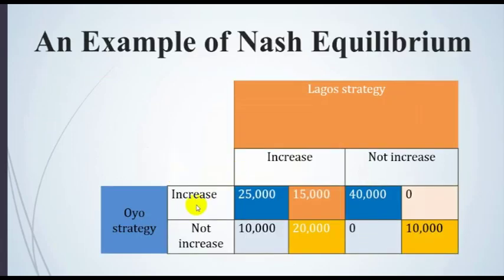Lagos strategy. Oyo strategy. Lagos strategy: increase 25,000, 10,000, 15,000, 20,000. Not increase 40,000, 0, 0, 10,000. Oyo strategy: increase 25,000, 15,000, 40,000, 0. Not increase 10,000, 20,000, 0, 10,000.